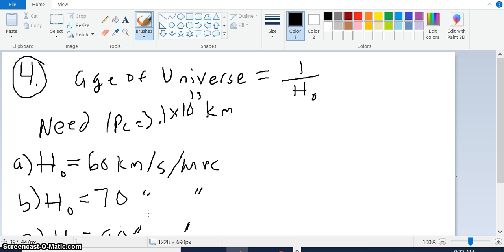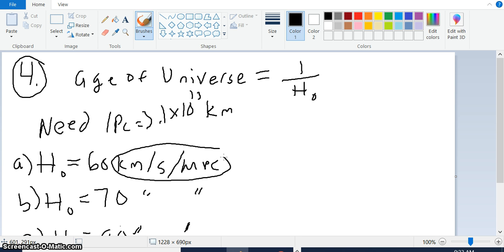Now let me convince you that this is indeed units of time. I'm trying to convince you that 1 over H0 is units of time. Well, you can just look at the units. Think of it as distance divided by time divided by distance. The units of distance will cancel each other, and then you're going to have 1 over seconds, and so the seconds will go up to the numerator.